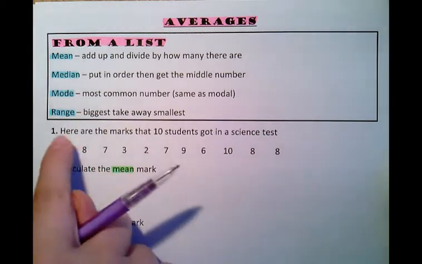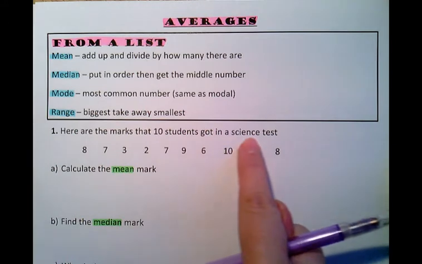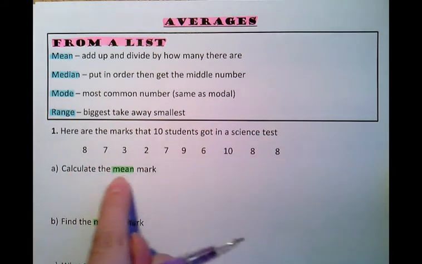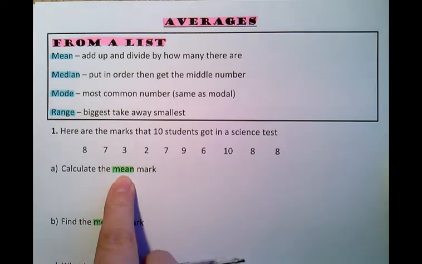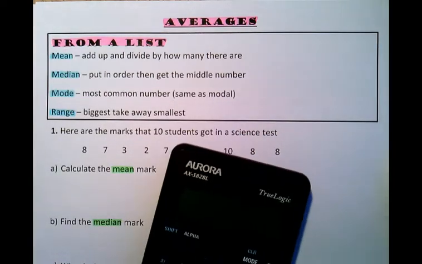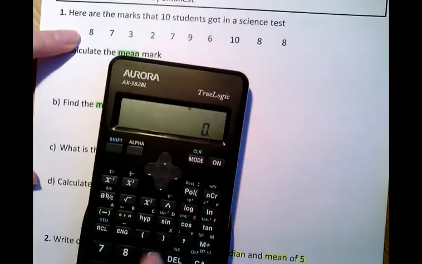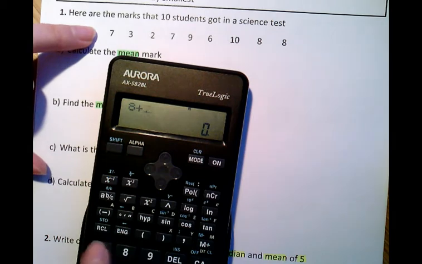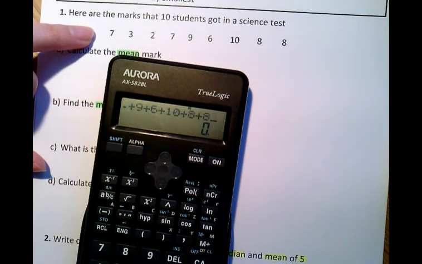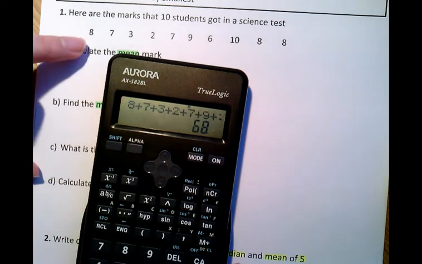So, question 1. Here are the marks that 10 students got in a science test. So there's 10 different marks there, and we're wanting to find the mean. So the mean is where you add them all up and divide by how many there are. So first of all, on my calculator then, I am going to add up 8, 7, 3, 2, 7, 9, 6, 10, 8, 8. So 68.